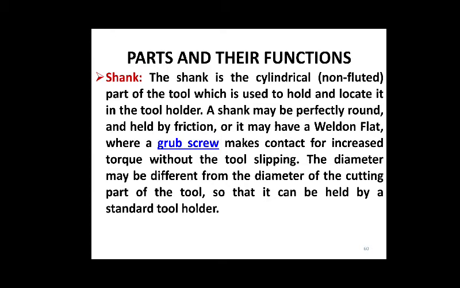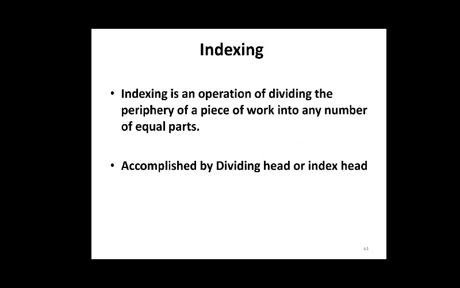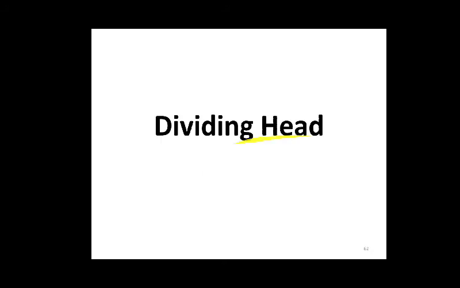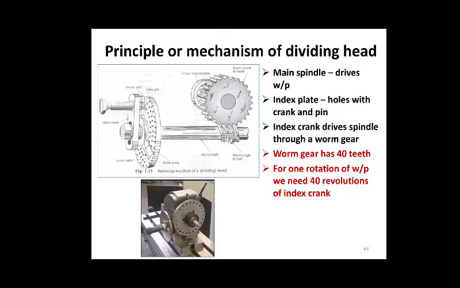Now next, we are going to see the dividing head, that is, indexing. Indexing is an operation of dividing the periphery of a piece of work into any number of equal parts, accomplished by the dividing head or index head. So here you can see the principle or mechanism of the dividing head. Here you can see the main spindle which drives the workpiece.